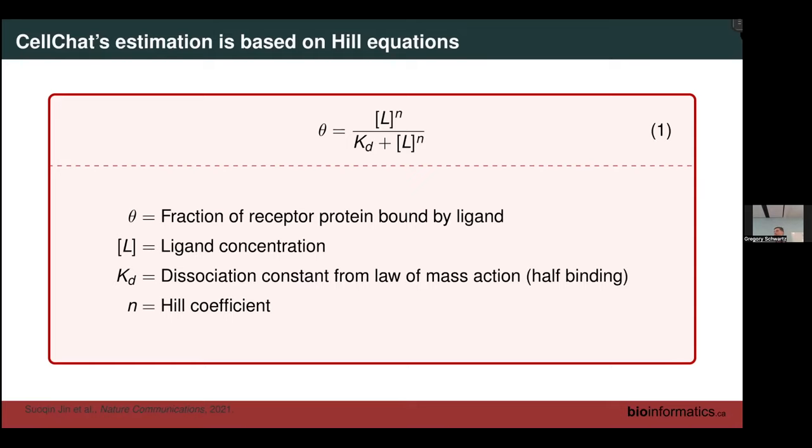That just means it's kind of independent of how many ligands receptors are bound. So basically, it's defining the ligand concentration divided by the ligand concentration plus the dissociation constant from the law of mass action, which is basically what is the receptor at half binding concentration. So in CellChat, they define this as 0.5. The reason why is they normalize all of their gene expression concentrations to be between 0 and 1. So half binding would be 0.5. So with that in mind, again, this is that fraction of receptor protein bound by ligand.